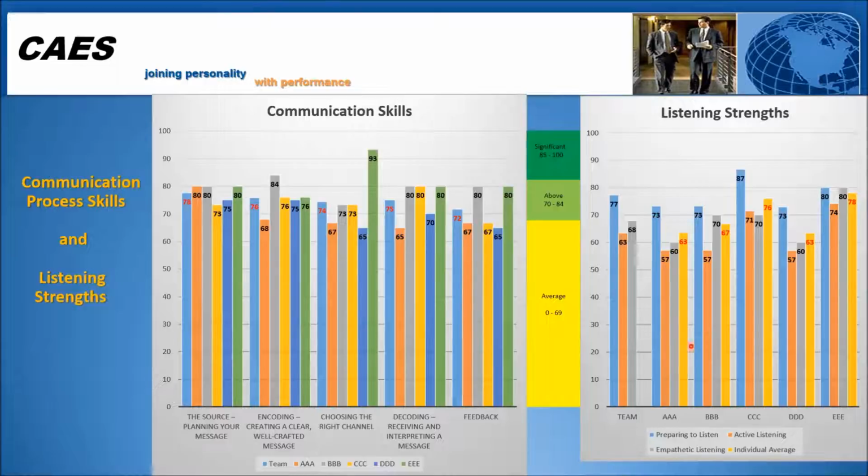Then when we look at listening strengths, we can see we've identified our team from a different way. And so we've got strengths in preparing to listen, active listening, and then empathetic listening. This is very important, and a lot of us are not particularly good listeners, especially when it comes to active listening, and we can see our team in that case drops down a little bit. All of them are very good at the preparation side of getting ready to hear what needs to be heard, but they decline a little bit when we look at their capability to actively listen.